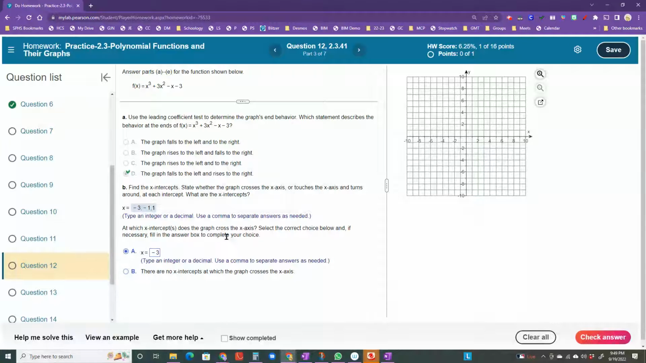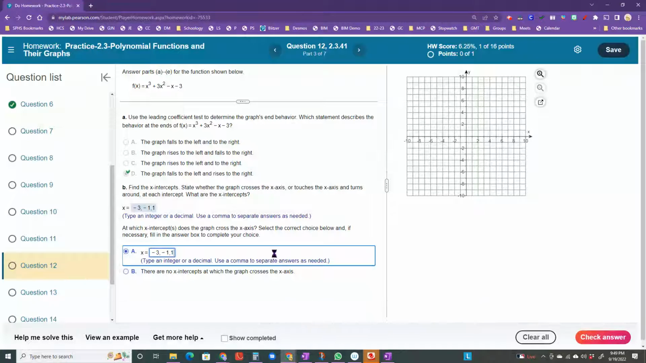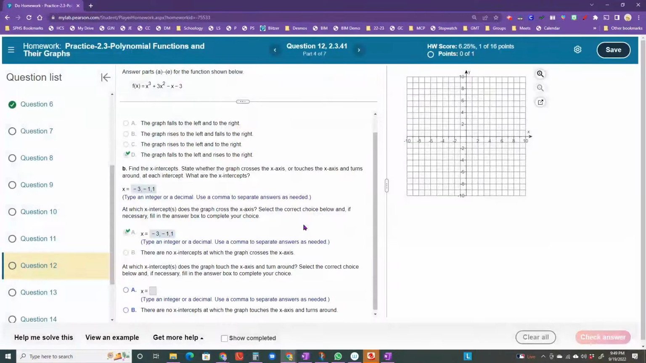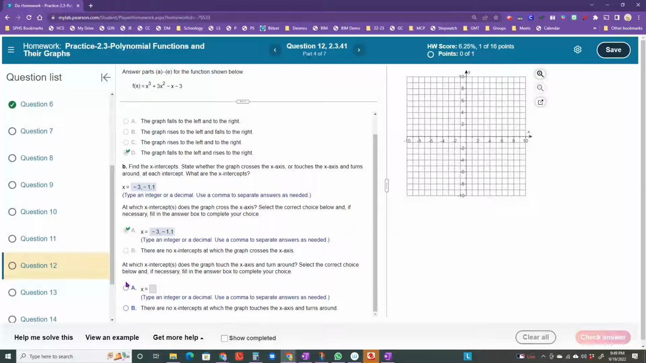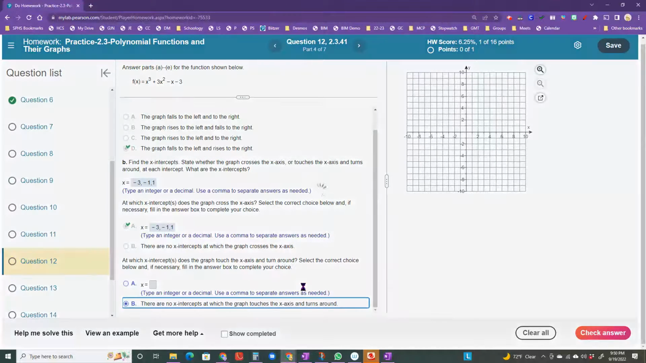At which x-intercept does it cross the x-axis? Okay, all of these have a multiplicity of 1, so they're all going to cross. So that's what I should have put here. So moving on. C. Let's read the question. At which x-intercept does it touch? Okay, there are no x-intercepts because all the ones that I had all crossed.